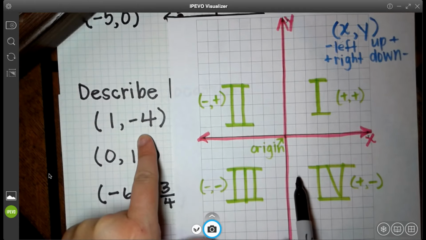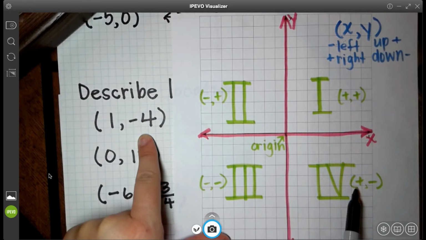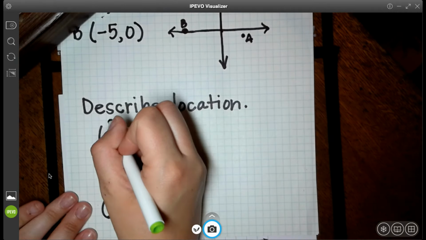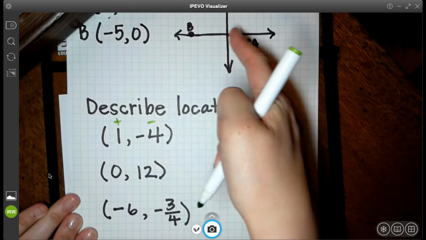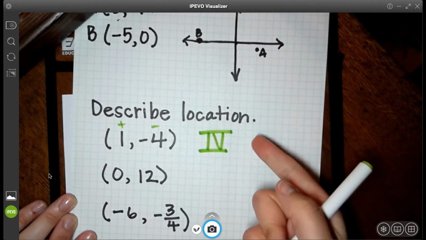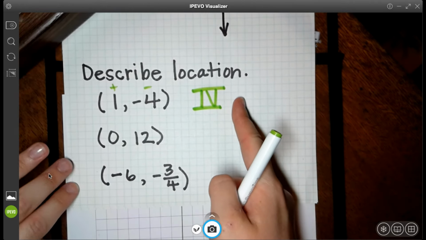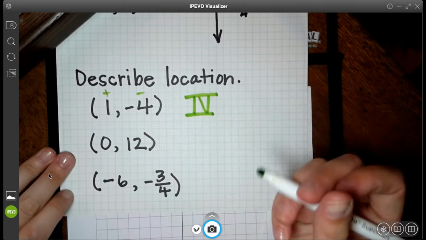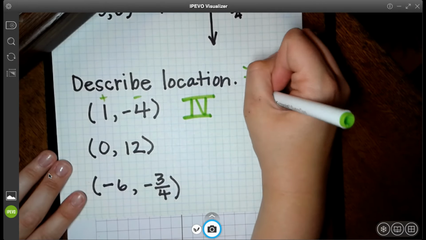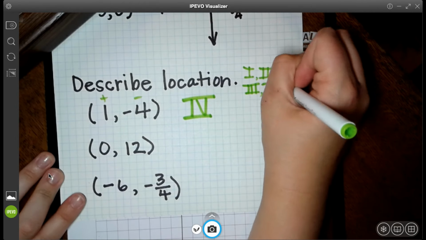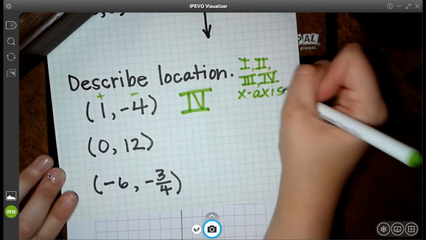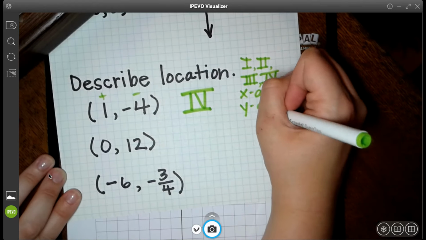Looking at the coordinate plane, I see I'm in 4. Or I could recognize that this sign is positive, negative, which tells me quadrant 4. And that's how I would describe the location. You need to be consistent and use the Roman numerals to answer your question. Now think, the answer to these questions could be 1, 2, 3, 4, but we also could answer saying the x-axis or the y-axis.